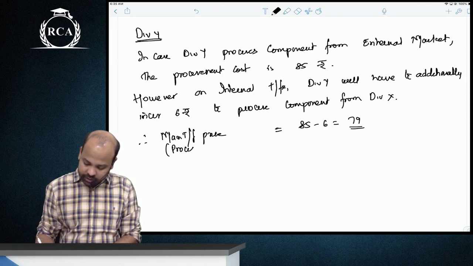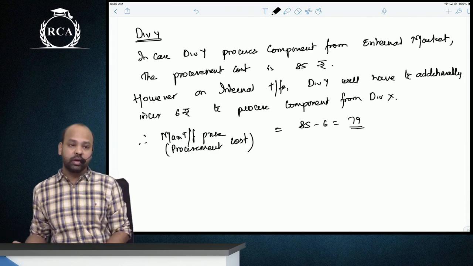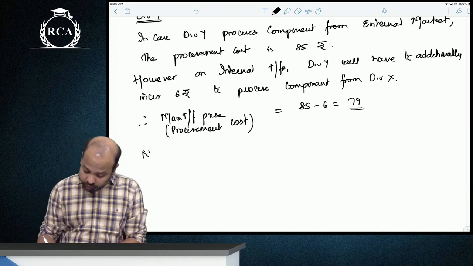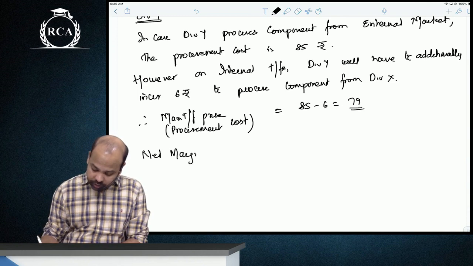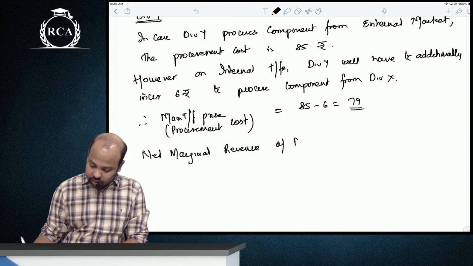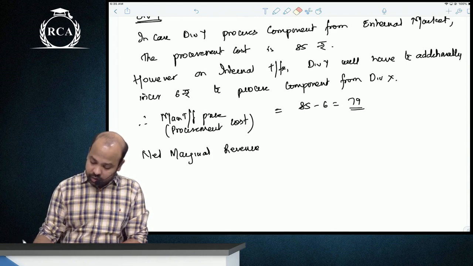If we take it on the basis of procurement cost, this is what they will be willing to offer, yes or no. If you want me to compute the net marginal revenue for division Y, I hope you remember the concept of net marginal revenue, for division Y.